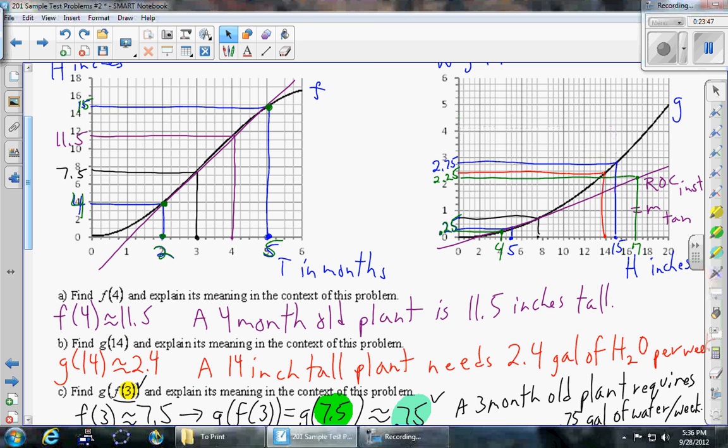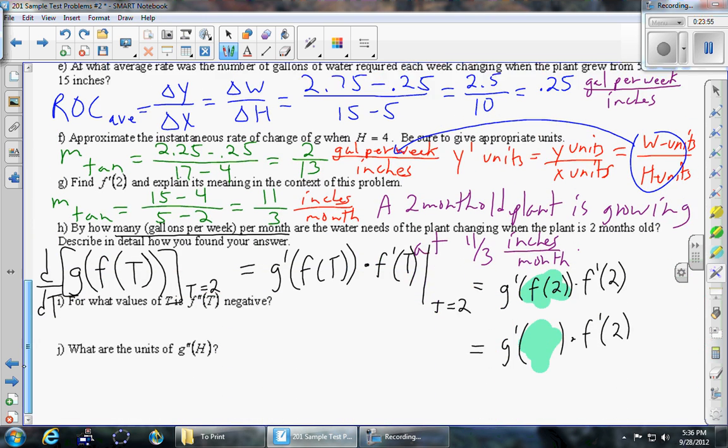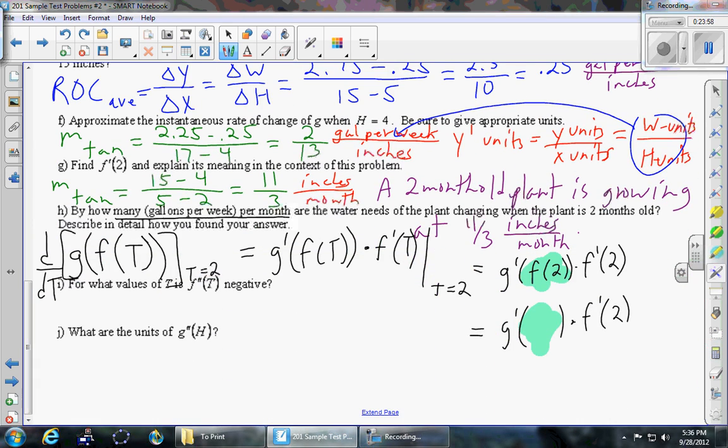So we'll do this in our erasing thing because it's getting cluttered. So f of 2, we just go over here, it's 4. We've seen that before. So really f of 2 is 4. And this turquoise highlighted thing is just 4. So really what I want to know is what's g prime of 4, what's f prime of 2, and whatever I get, we multiply them together.